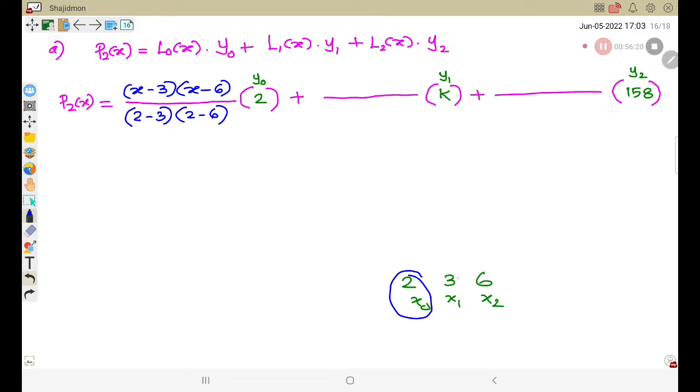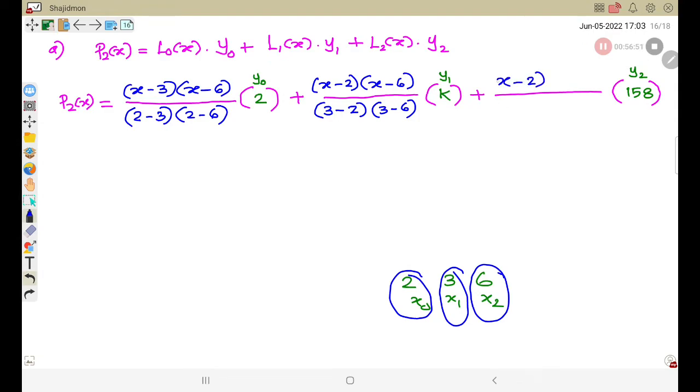Plus now L1. L1 means the x1 number we need to hide. x1 means 3, correct? So take 2 and 6. So x minus 2 multiply x minus 6 divided by the hidden number, that is 3, applied as x. So 3 minus 2 multiply 3 minus 6, plus, okay, y1 is k, plus L2. L2 means the x2 number, 6, we need to hide. So 2 and 3 we are taking. So x minus 2 multiply x minus 3 divided by the hidden number, which is 6: 6 minus 2 multiply 6 minus 3.